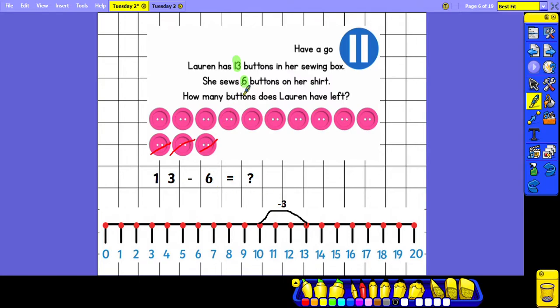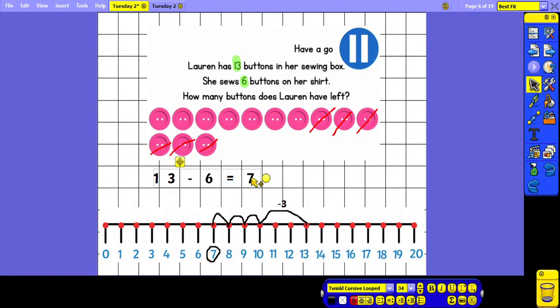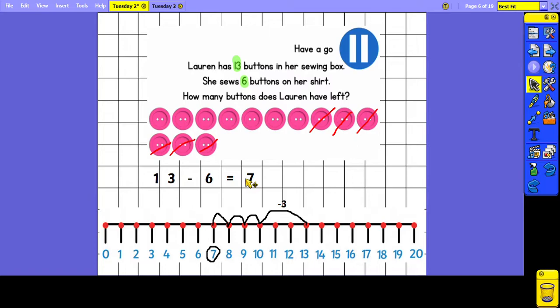But remember that Lauren has sewn 6 buttons onto her shirt, so I need to take away another 3. So I'm doing 3 more jumps. 1, 2, 3, and I have landed on 7. Okay, so check your answer. Well done if you also managed to get 7.